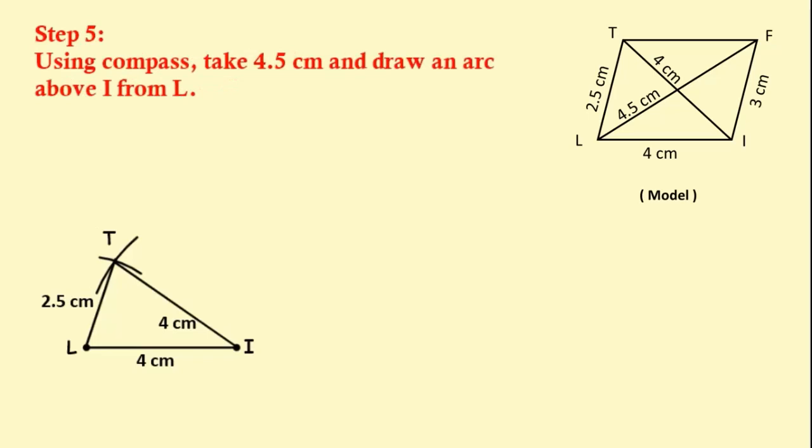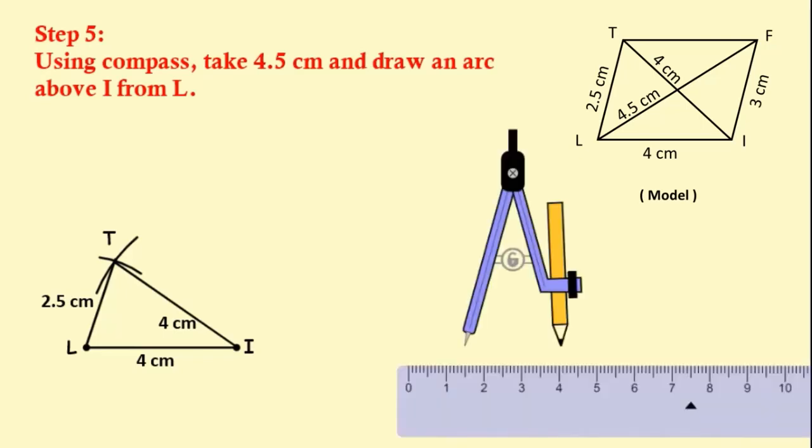After completing the fourth step, we see the rough sketch again, and according to that rough sketch, we need to identify the point F. At the point F, the diagonal LF, which is 4.5 centimeter long, and the side IF, which is 3 centimeter, meet each other. So we need to draw an arc of radius 4.5 centimeter and 3 centimeter above I, so that they will intersect each other, and that intersecting point is our point F.